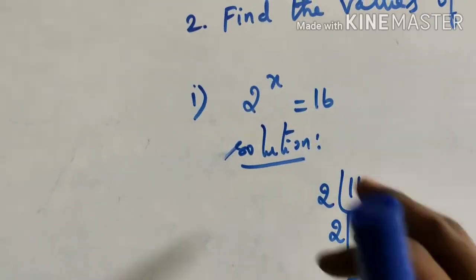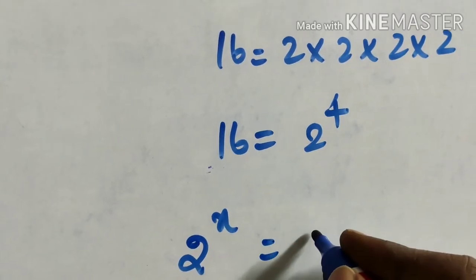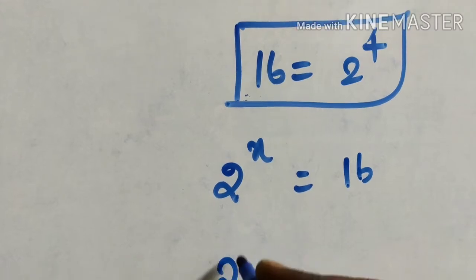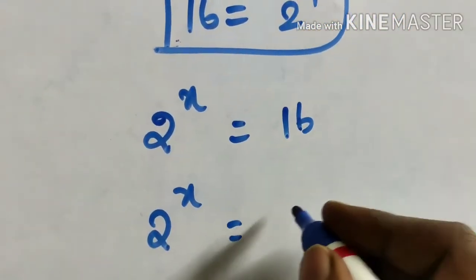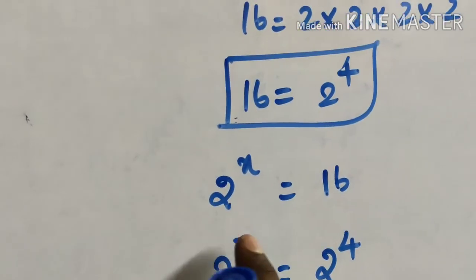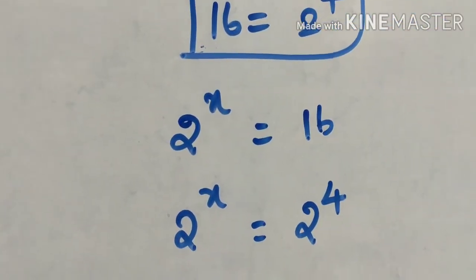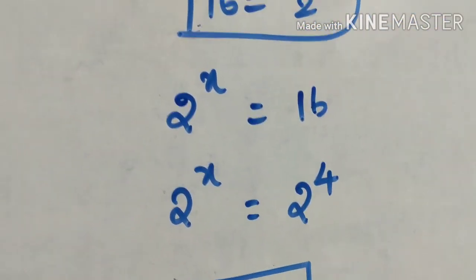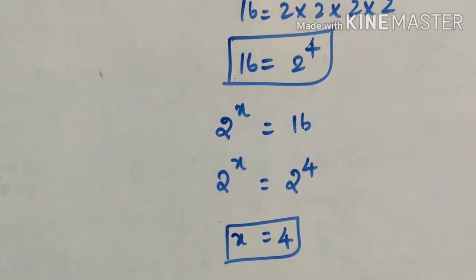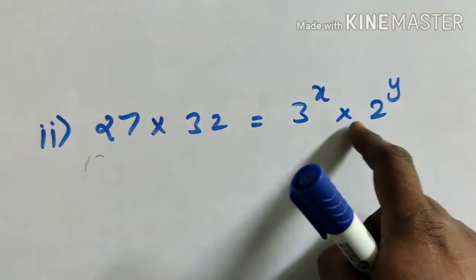Now coming to the question, 2 power x equal to 16. See here, 2 power x equal to 16. Next, 2 power x equal to, the 16 can be written as 2 power 4. Now equate the powers. Okay, equate the powers. x equal to 4. That's all. Clear? Very simple. Next, 27 into 32 equal to 3 power x into 2 power y.